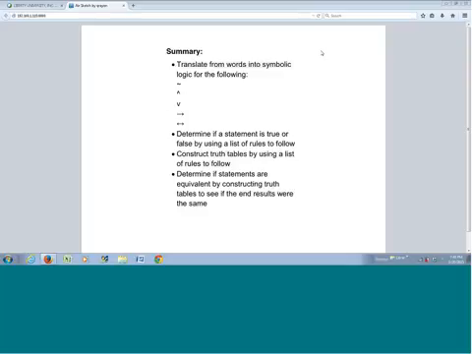Okay, just a little summary of what we've talked about this evening as we wrap up. These are the 5 symbols that we translated into logic statements. We had a rule to go along with each one of them. We determined if the statement is true or false by using the list of rules for those 5 symbolic logic symbols. We also constructed truth tables following those rules as well, and also determined if statements are equivalent by constructing truth tables to see if the end results are the same. So that's basically what we covered this evening.